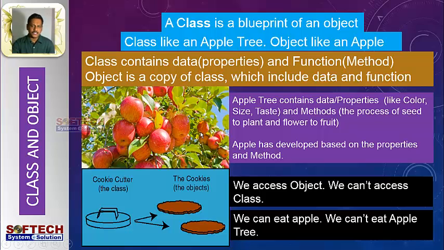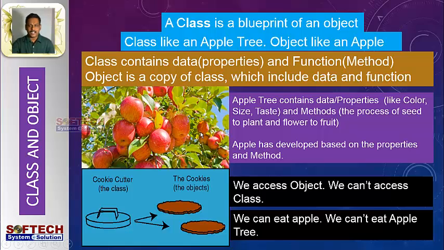So apple is an object. That object consists of all the properties and methods of the apple tree. So class is a blueprint of an object. Based on the blueprint, we can create the object. That is, the apple tree is a blueprint, and based on that blueprint, it makes an apple. So apple is an object.